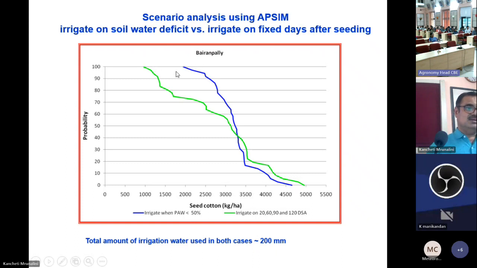So the probability of getting yield is very high, the blue line. Now you see at 80% or 90% of the years, this is the yield level if you adopt irrigation at 20, 60, 90 and 120 days. If you follow the same schedule based on the depletion of available water, this is the yield. This is the minimum yield we will get, that means almost 2000 kg of cotton yield.